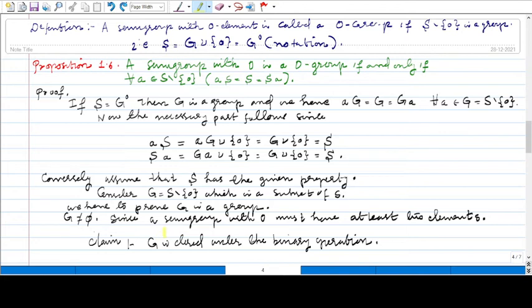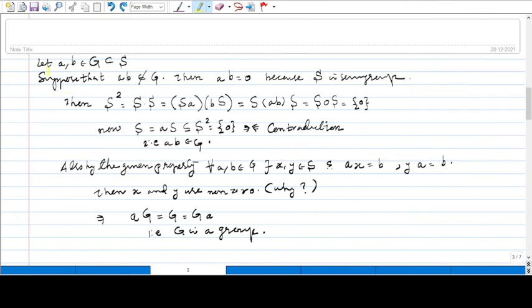Now, what is my claim? I claim that G is closed under the binary operation. I have to prove that G is a group while holding the property. I am considering the subset S difference 0. So how do I prove G is closed under binary operation? It's very simple. Let us take A, B belonging to G. Of course, G is a subset of S. Suppose that AB does not belong to G. If AB does not belong to G, the only possibility is that AB belongs to the singleton set 0. That implies AB equals 0, because S is a semigroup and is closed under the binary operation.